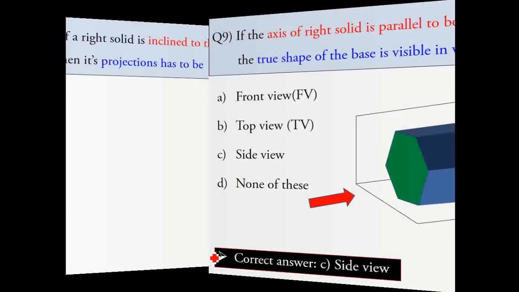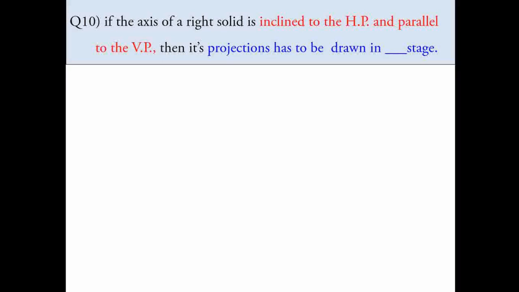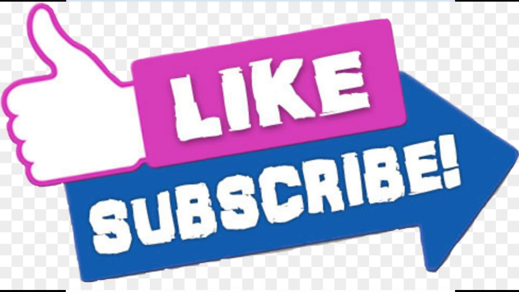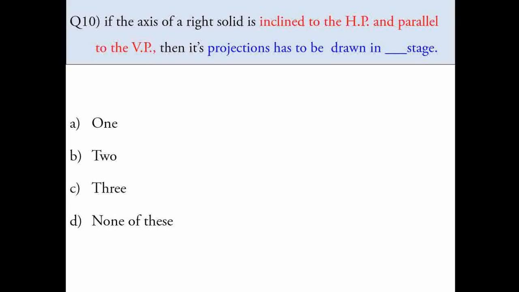Now the next question. If the axis of the right solid is inclined to the HP and parallel to the VP, then its projections have to be drawn in how many stages? The options are: single stage, two stages, three stages, or none of these.